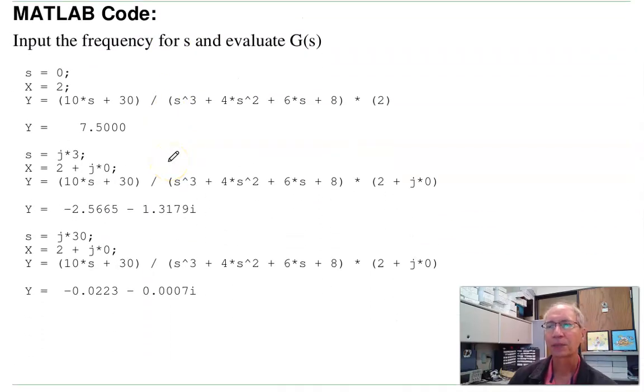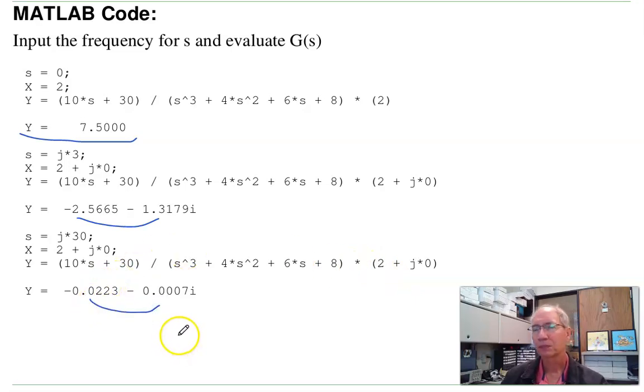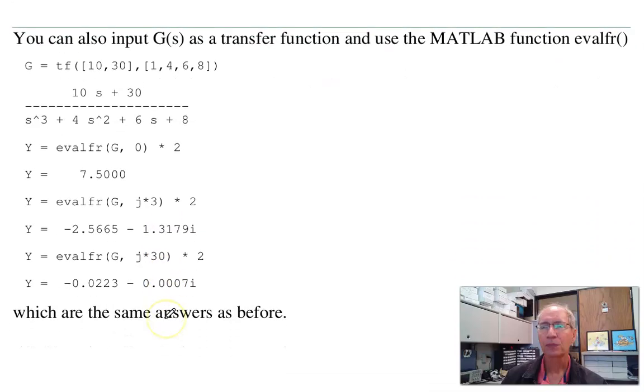In MATLAB, I can do that. At DC, s equals 0, x equals 2. Here's the gain times the input. I get a number. That's the DC. At 3 radians per second, here's the frequency. There's the input. Here's the gain times input. Gives you a complex number. Real part's cosine minus j is sine. At 30 radians per second, here's the input. Here's the gain times input. Multiplied together, I get the output. So MATLAB handles complex numbers just fine. That's filter analysis.